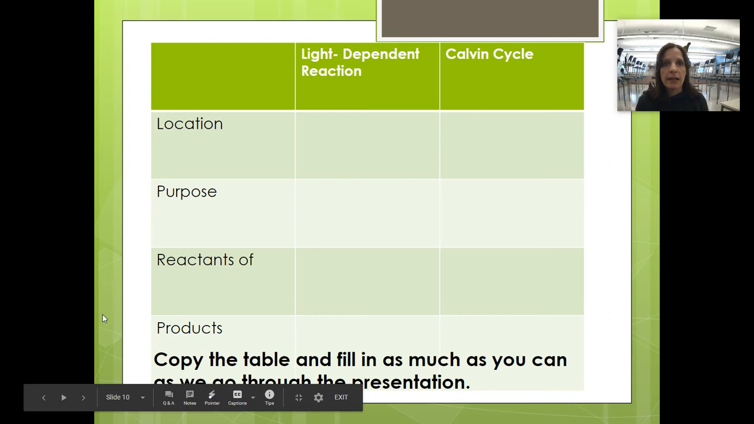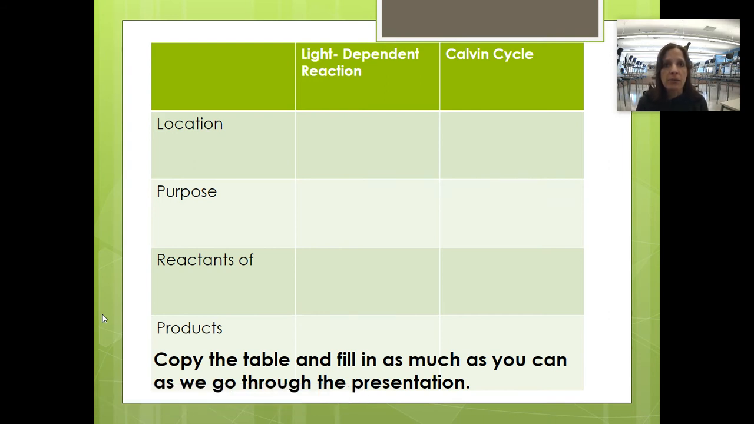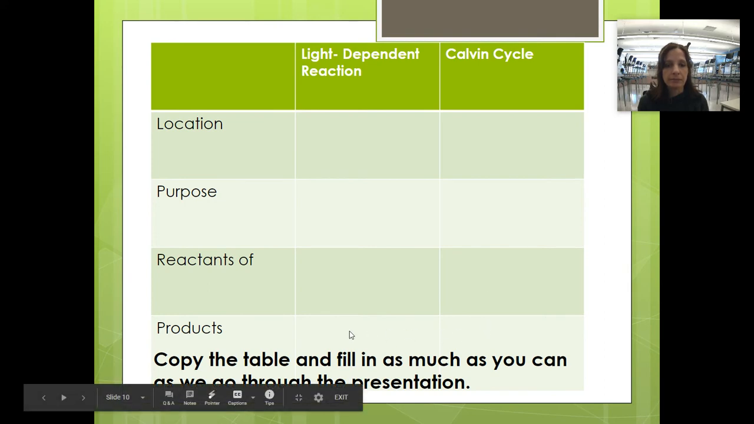So go ahead and copy this table down and try to fill it in as we go through the lecture. So important things to know are the location of these two reactions in photosynthesis, their purpose, the reactants that go into them, and then the products. So copy that down real quick, pause the video.